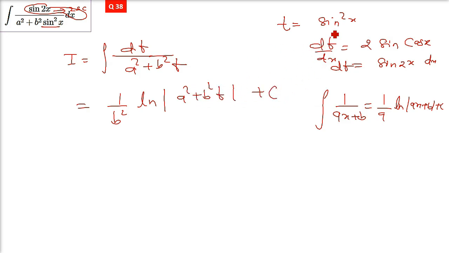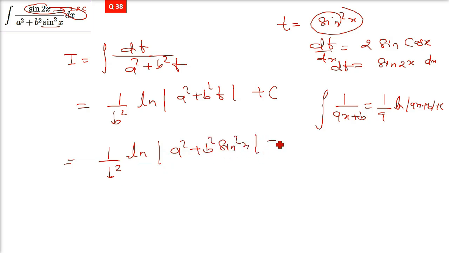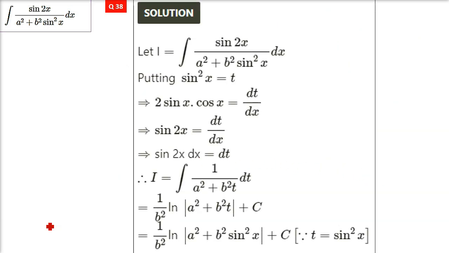One more step is remaining. T was sin square x, which we assumed. Replace t by sin square x. So 1 by b square ln a square plus b square into sin square x plus constant of integration is your final result, because t was sin square x initially we assumed. So this is the final result. You need to write it exactly as I am showing it to you.